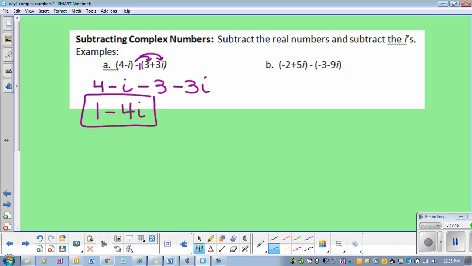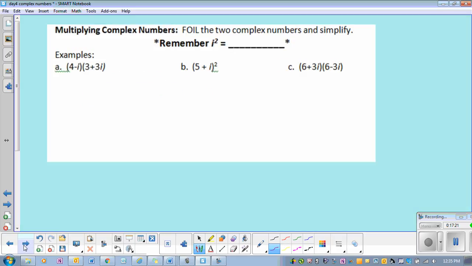All right, I'm not going to do that second example, because I told you I have a huge surprise at the end. Okay, let's go to multiplying. Bear with me. You guys are doing a great job.